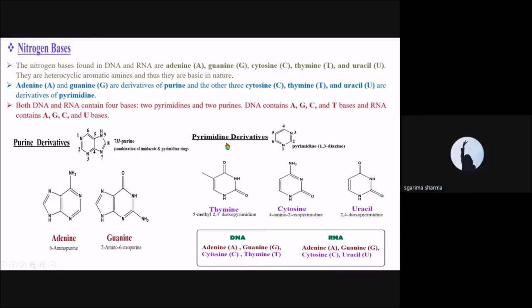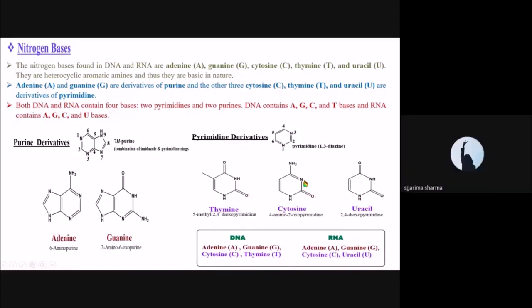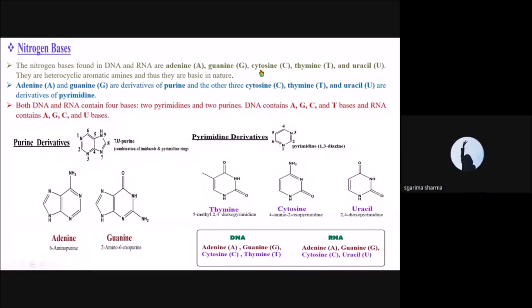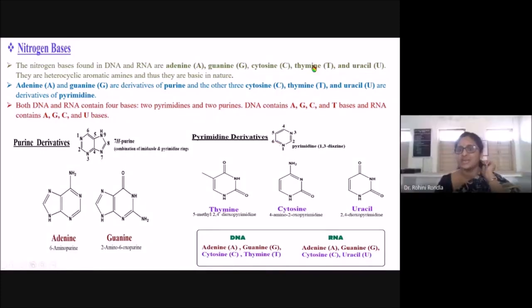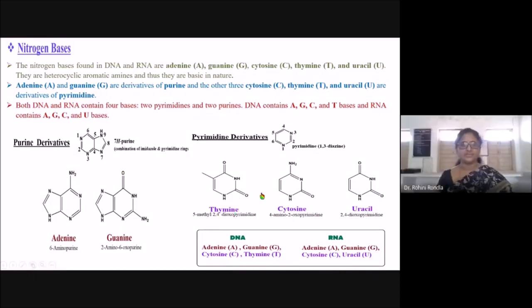Thymine, cytosine, uracil. Just CUT. Remember. కట్ అని గుర్తుపెట్టుకున్నారు అనుకోండి, ఒకవేళ మీకు మర్చిపోతే కట్ అని గుర్తుండగానే మనకి పిరిమిడిన్ డెరివేటివ్స్. సి అనగానే సైటోసిన్, యు యురాసిల్, టి థైమిన్. Adenine and guanine are purine derivatives. Cytosine, thymine, and uracil are pyrimidine derivatives.